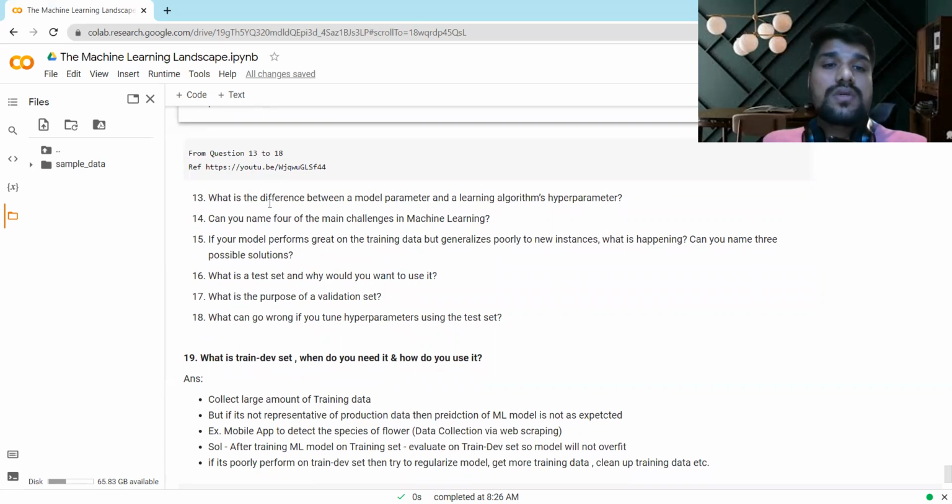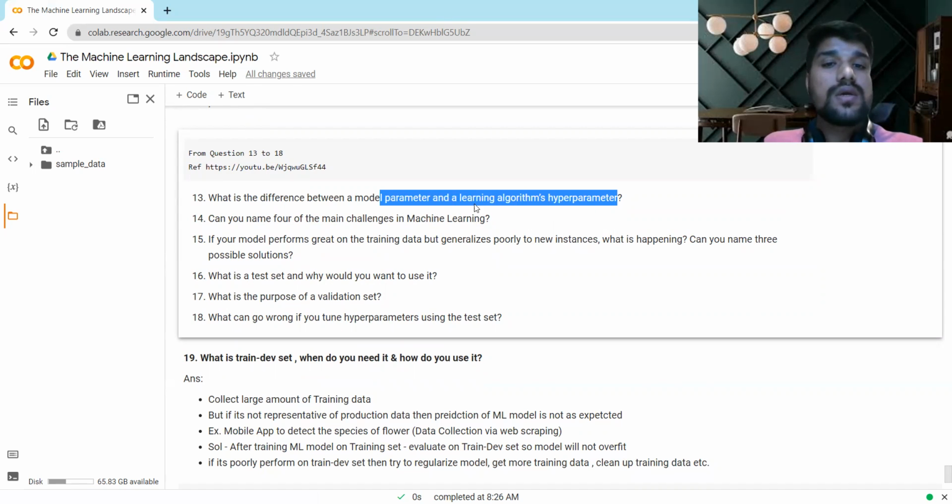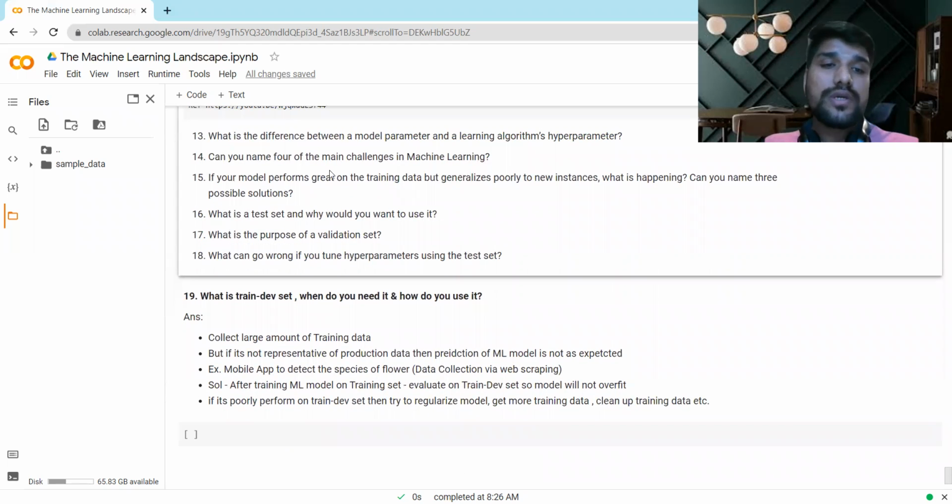Let's understand the question. What is the difference between a model parameter and a learning algorithm's hyperparameter? I explained this when we were trying to understand the challenges, I explained the hyperparameter, right? And at that time I explained the difference between a model parameter and the learning parameter. In detail, again I'm saying, watch the video. If not, give the answers in the comments, and after watching the video, once you know it, then try to give the answers in the comments. Can you name four of the main challenges in machine learning?